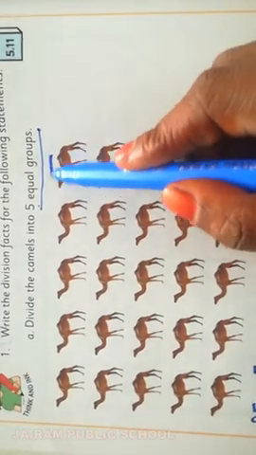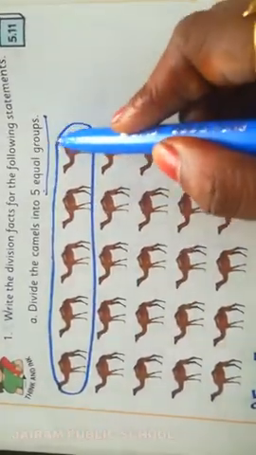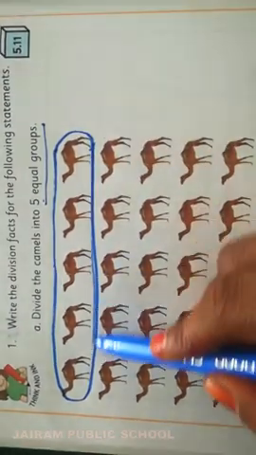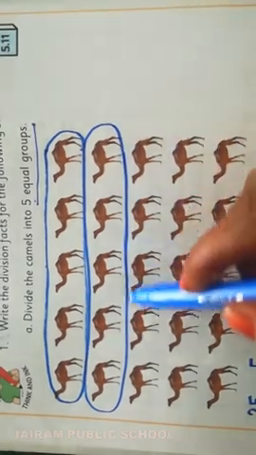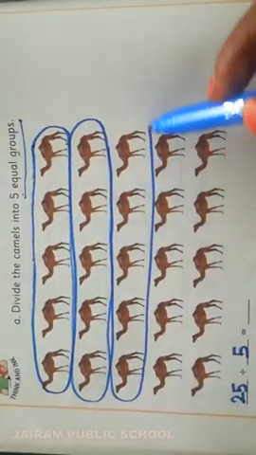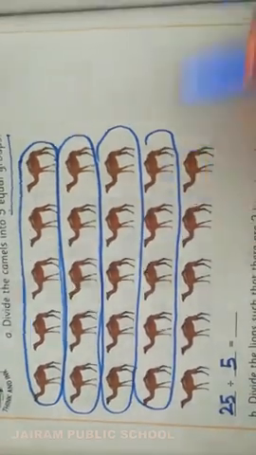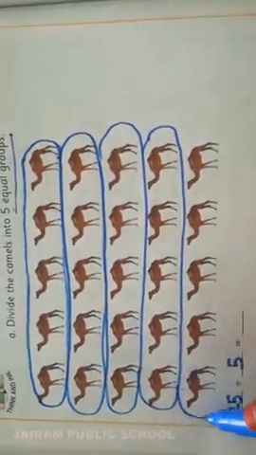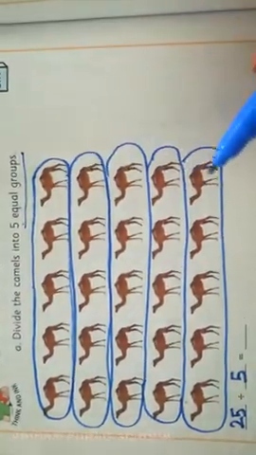For that, each group consists of 5 camels. First group, second group, third group, fourth group, fifth group. See here, we have to separate it as 5 groups.